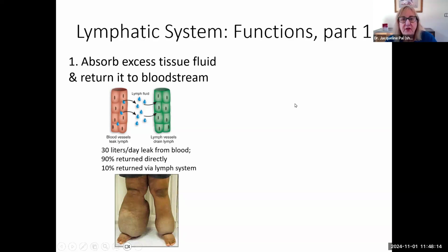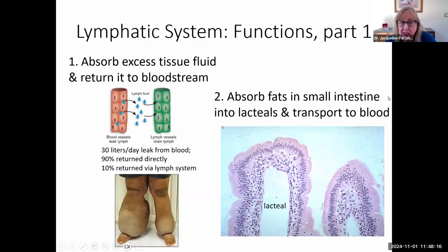The second function is in your small intestine. There are little tiny capillaries known as lacteals where fats are going to be absorbed, because remember, fats and water don't get along, so fats are not absorbed into the bloodstream. So they have to be absorbed into the lymphatic system, and then they're going to be transported and attached to proteins, and then finally dumped back into your bloodstream.